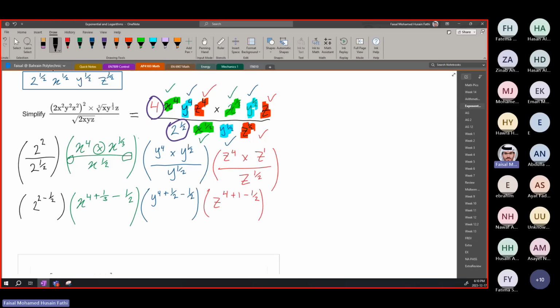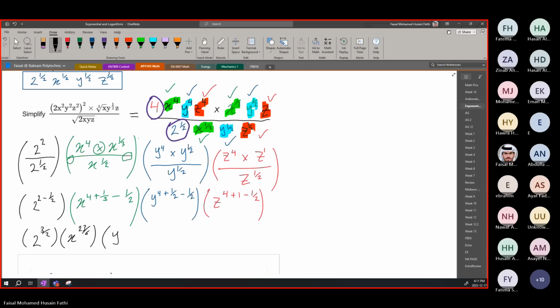So 2 to the power 2 minus half is 2 to the power of 3 over 2, since 2 minus half is 1.5. Times x to the power 4 plus 1 over 3 minus 1 over 2. Just put that in the calculator. Don't confuse yourself. Keep it in fraction form. So x to the power of 23 over 6.